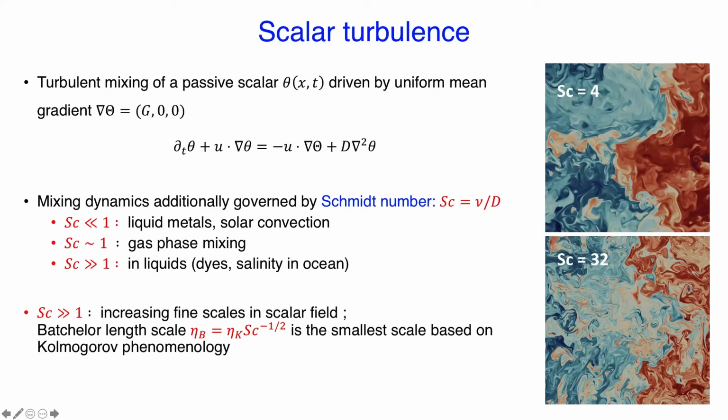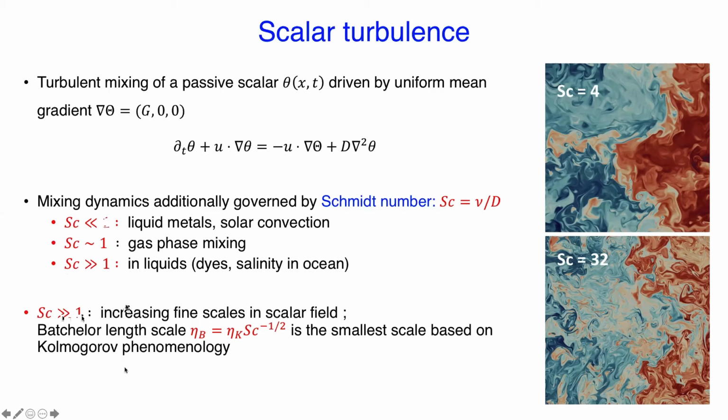Of these three regimes, what I'll focus on is the regime of Schmidt number much, much greater than 1, which is computationally very challenging, because as the Schmidt number becomes greater than 1, the small scales of the scalar field become increasingly smaller compared to the smallest scales in the velocity field.